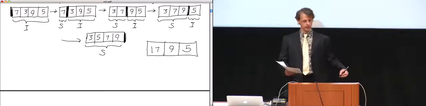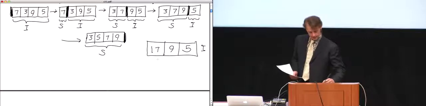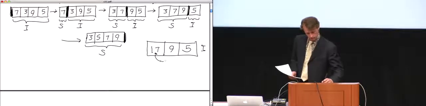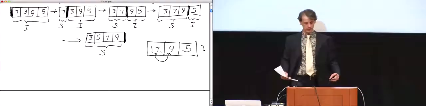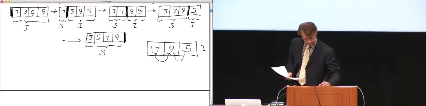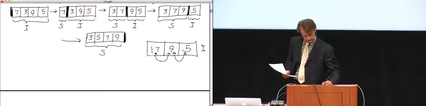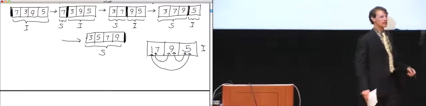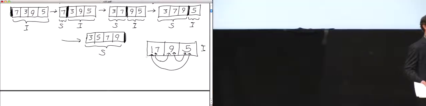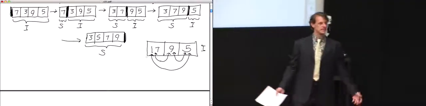So if this is your input list I, then every pair that is in the wrong order is one inversion. So 17 and 9 are one inversion. 9 and 5 are one inversion. 17 and 5 are one inversion. So in this example, we have 3 inversions, and the total cost of insertion sort is going to be proportional to 3 plus a small constant.